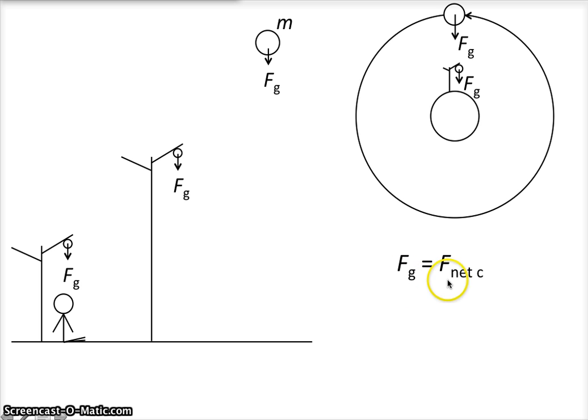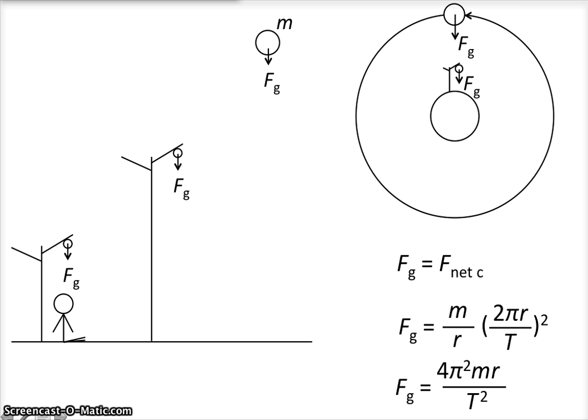It says the gravity force is what provides the net centripetal force, pulling the moon toward the center of its circle. The net centripetal force on the right side, well, we know that formula. It's mass times speed squared over the radius. Now we can take speed and plug in distance over time. In one orbital period, when we go around once, how far do we travel? The circumference, 2 pi r. If we distribute the squared to everything in parentheses, the 2, the pi, the r, and the t, and then we simplify the r's, we get this.